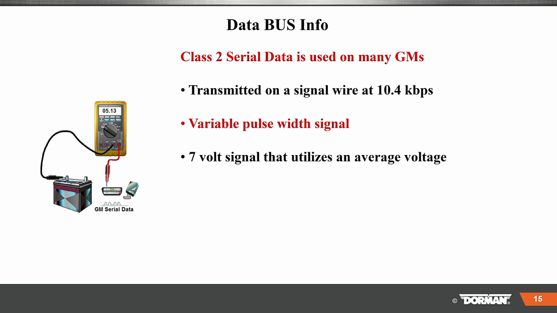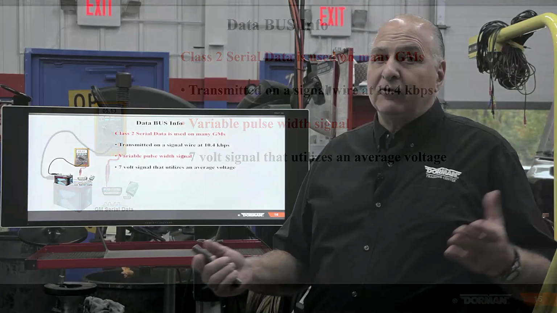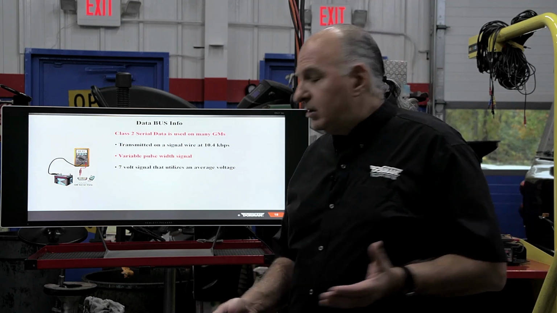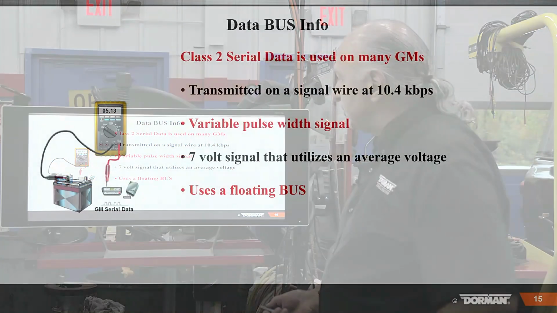And it's a 7-volt. Highlight that, circle it, write it down, whatever you got to do. 7-volt signal that uses an average voltage. What does that mean? Average of 7 is going to be what? About 3.5, right? It's not that hard. And it uses a floating bus.